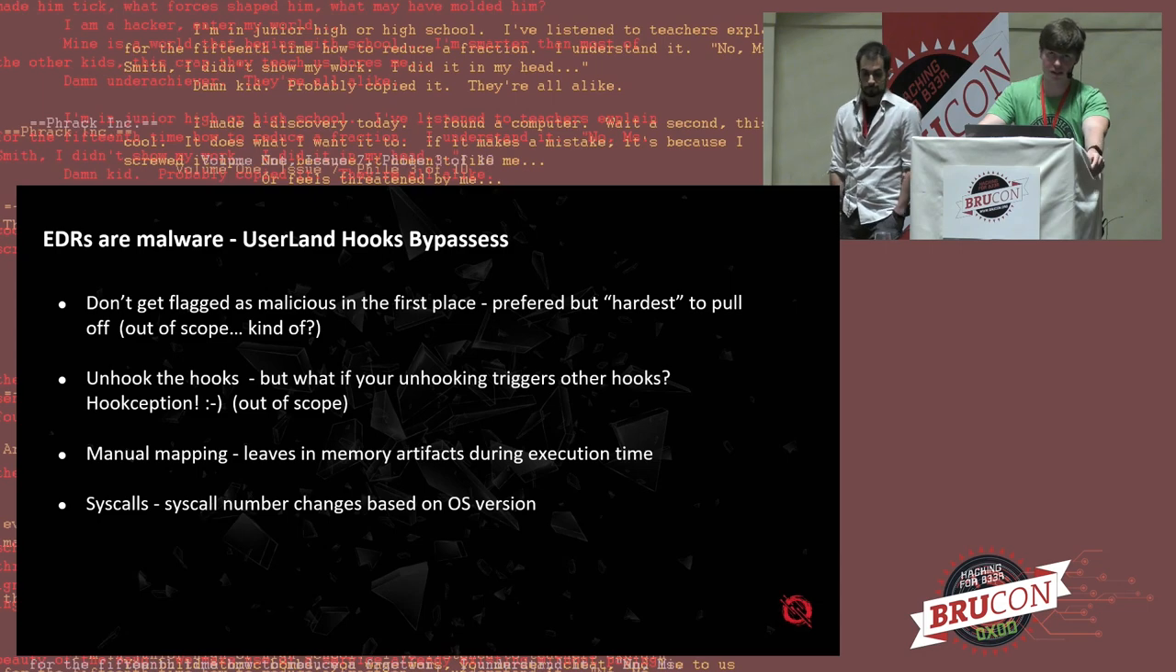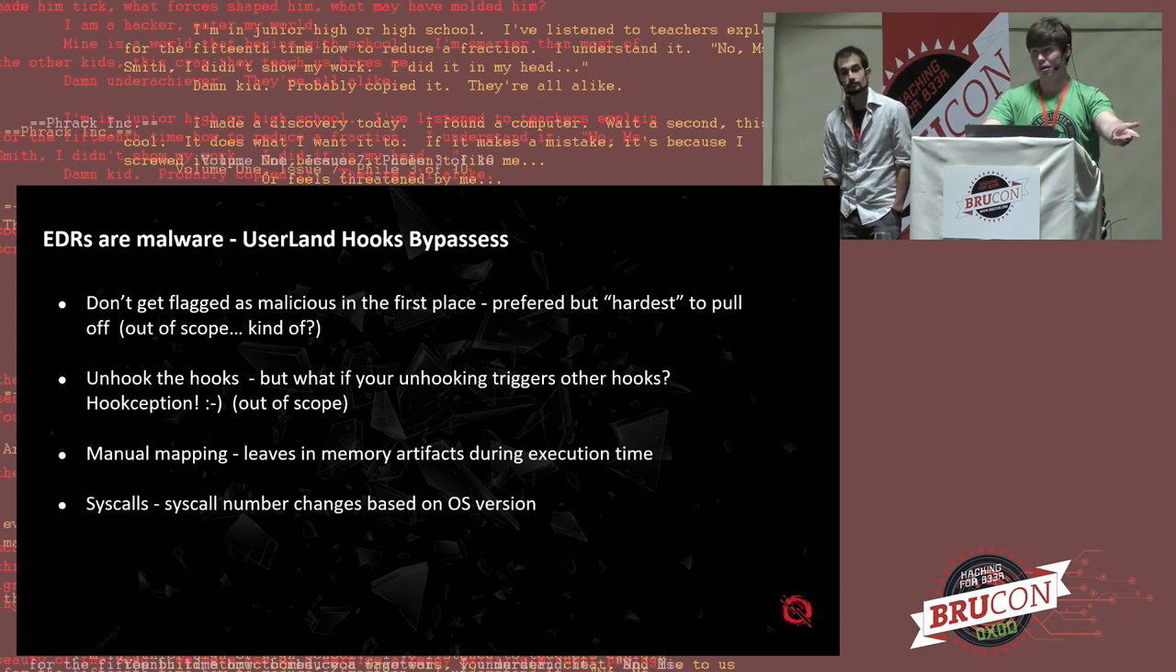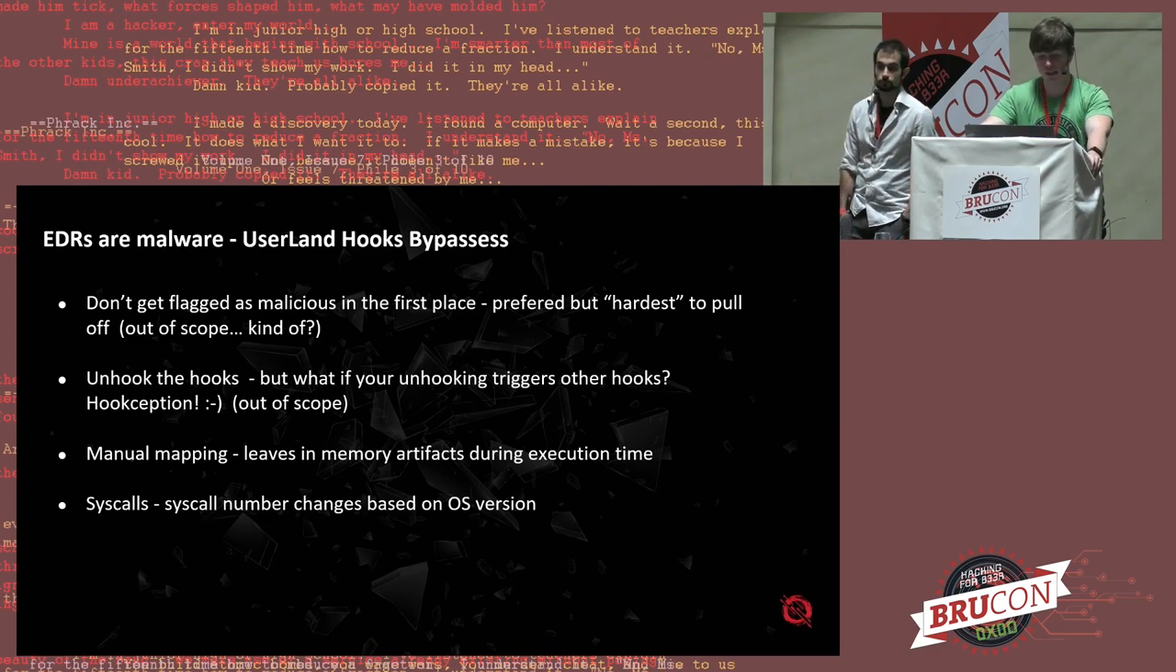What is the downside of manual mapping? You manually mapped something in memory, so it leaves in-memory artifacts. Kind of makes sense. Syscalls, well, the downside of syscalls is that syscall numbers change based on operating system versions. I already mentioned that. And I see that Olaf is in the crowd as well.